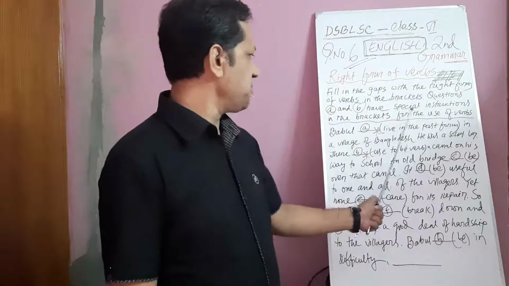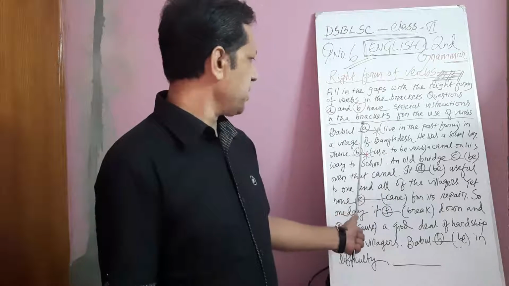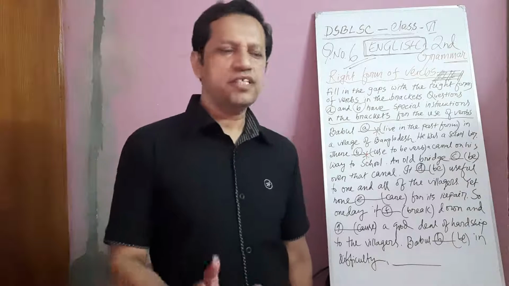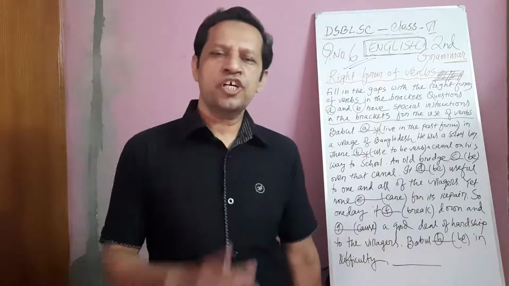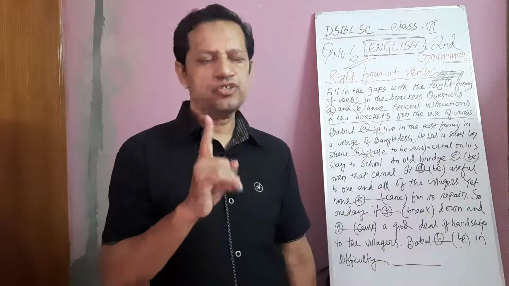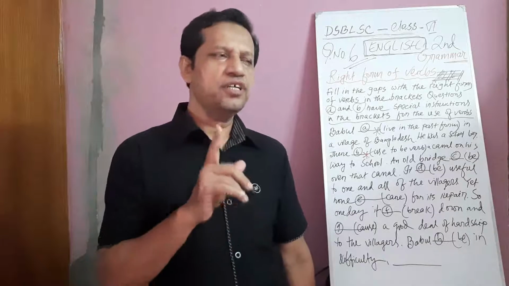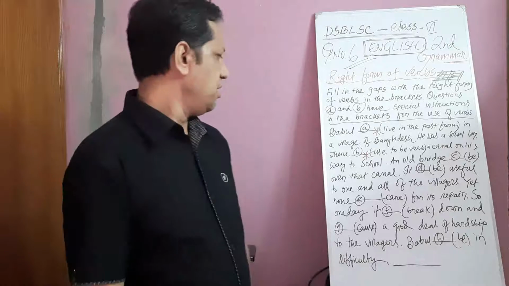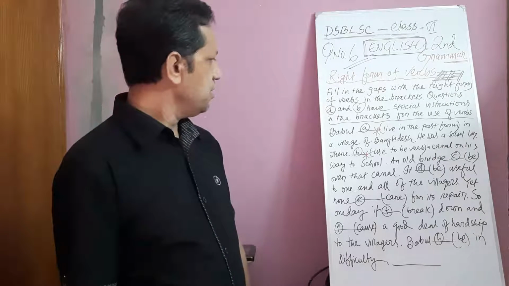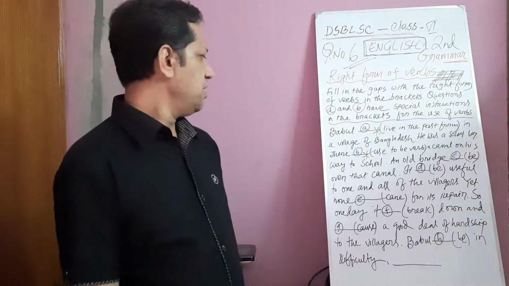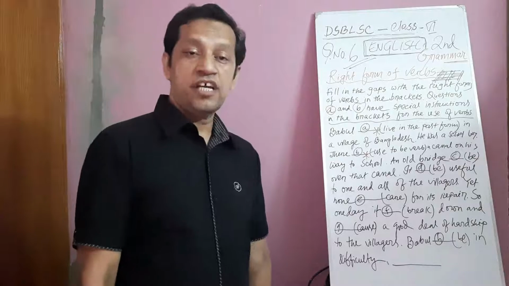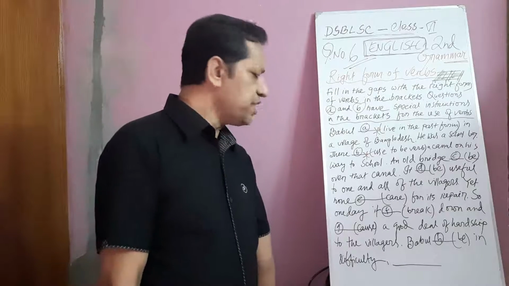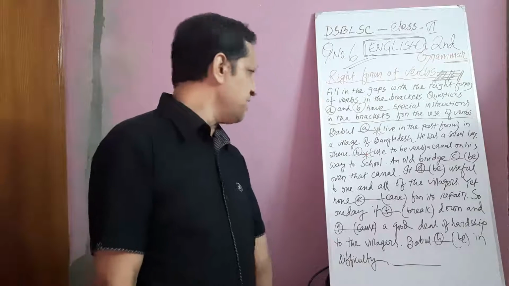A and B have special instructions in the brackets for the use of verbs, and in the other brackets you have to use the right form of verbs according to the rules you practiced with us. So, dear students, for this type of right form of verbs, you have to read the passage very carefully, and you have to get the meaning of the passage if you can.